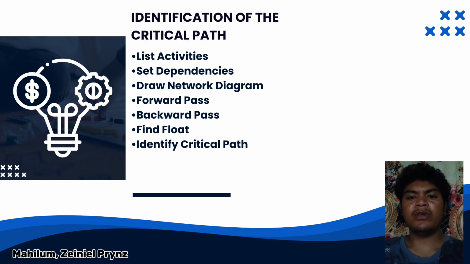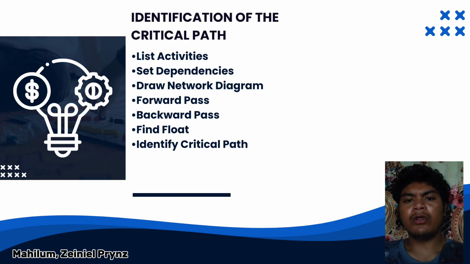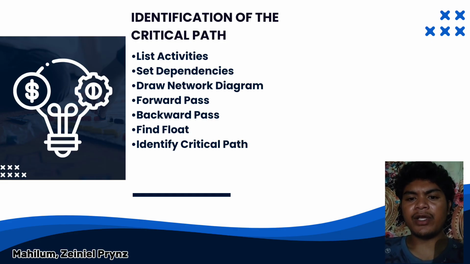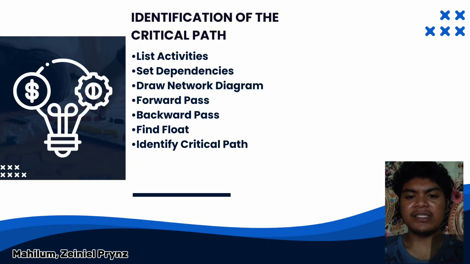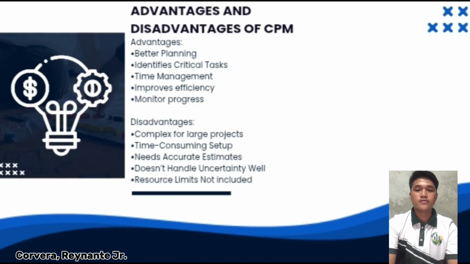And also it could be backward pass because it determines the latest start and finish times without delaying the project. Also find float, because subtract early and late times to find slack for each task. Advantages and disadvantages of CPM.